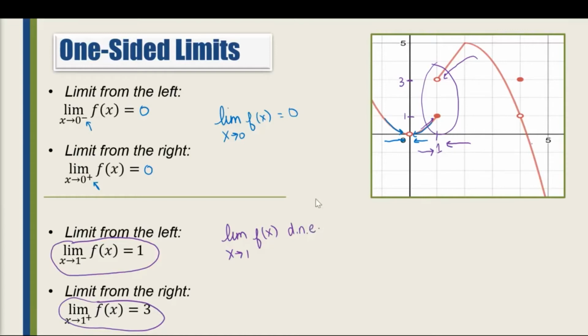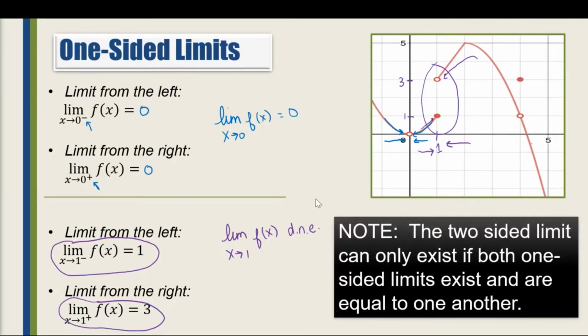So remember, the two-sided limit can only exist if both of the one-sided limits exist and they're equal to one another. So your function has to be approaching the same value from the left and the right in order for the two-sided limit to exist.